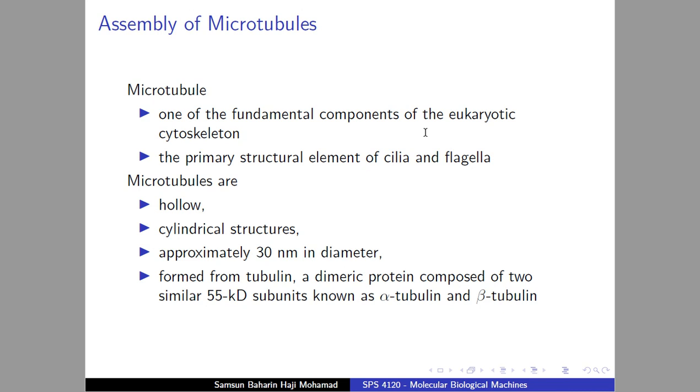Okay, so what are microtubules? Microtubules are hollow, cylindrical structures approximately 30 nanometers in diameter, made from tubulin, a dimeric protein composed of two similar 55 kilodalton subunits known as alpha tubulin and beta tubulin. It is like it has two threads, red and blue. So they bind together to make this microtubule.